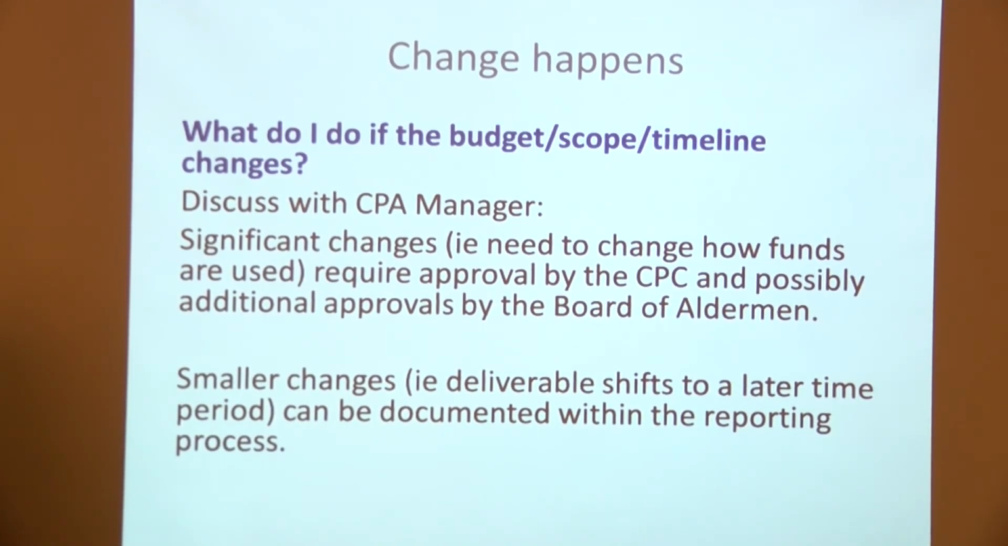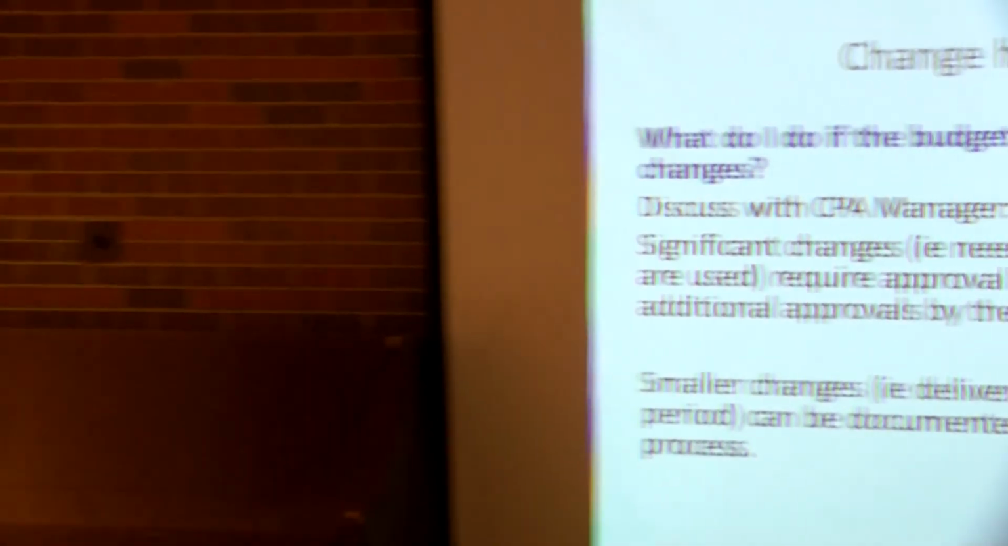We do recognize that change does happen. These are usually complex projects, construction projects. You don't always know what you're going to find when you dig up the dirt, you open up the walls, you open up the roof. So if you need to change your budget or your scope or your timeline, let me know as soon as you're aware of the situation. Significant changes, for example, changing the scope of your project and how you're going to use the funds, require approval by the Community Preservation Committee and possibly additional approvals by the City Council. This could mean it could take up to 2 months to get these approvals depending on how the meeting schedules fall. So you want to be able to plan for that.